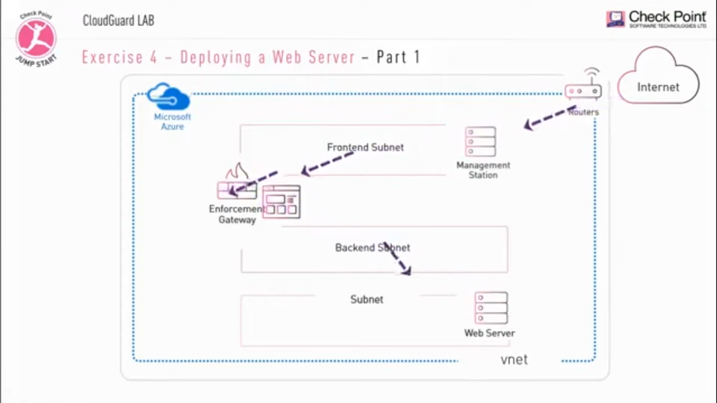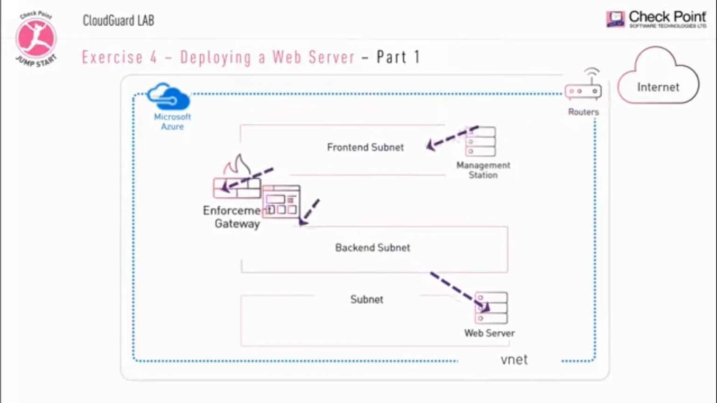Also, we're going to need to configure routes on the virtual network, routes that will forward all traffic to and from the web server, to pass through and be inspected by the CloudGuard gateway. Let me show you how to do this.